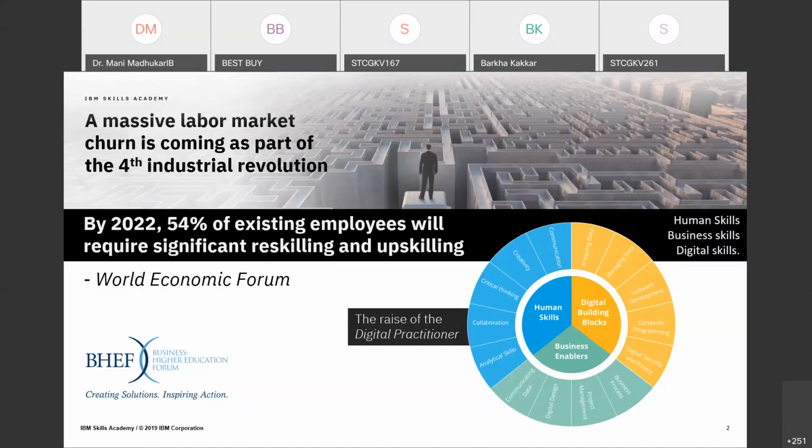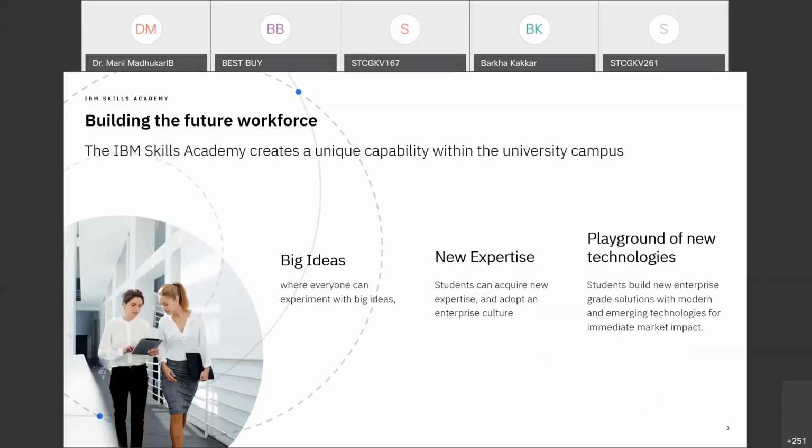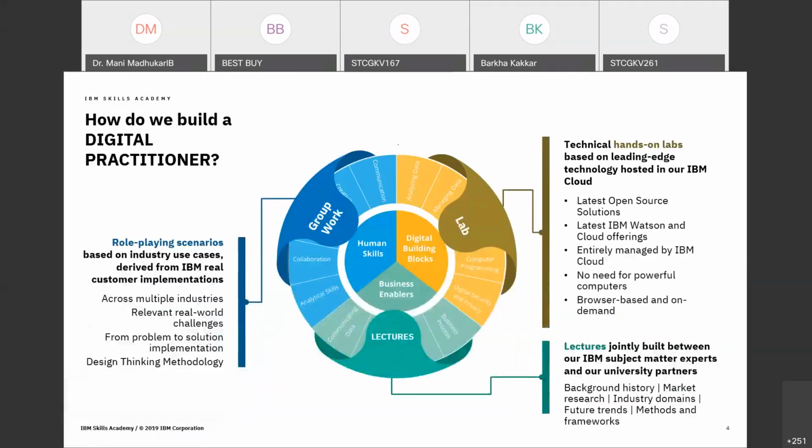So not just in academia, in industry also, we need to reskill ourselves, and hence the need for some such programs. So Skills Academy is one program where we have launched a lot of these courses, where we say that we will build digital practitioners. Now, what are these digital practitioners? Digital practitioners are the ones who not only have some theoretical knowledge, but then they also do a lot of group work. They also do some labs. They also do some projects. And together, what we build is a digital practitioner.